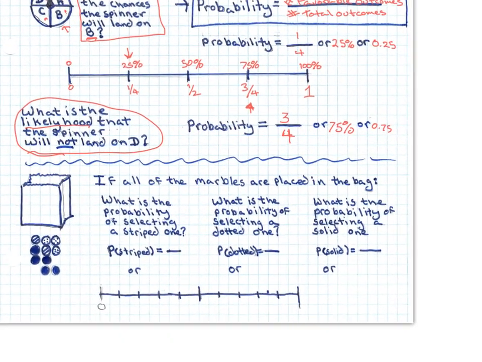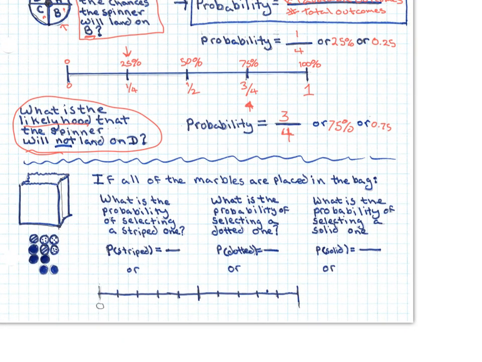So try finishing these last 3 problems on your own.